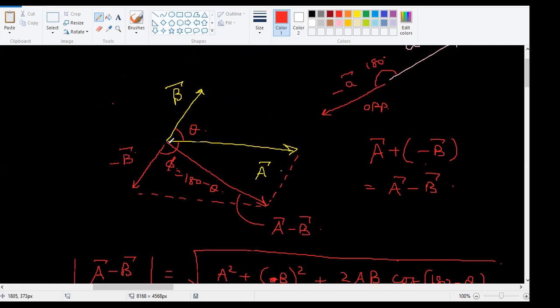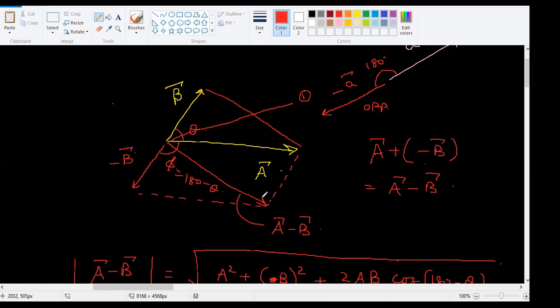Now, can anyone tell me this red line, which is given as A minus B? How can I show that in these yellow lines? Which line is it going to be? Is it going to be this line or this line? First one or the second one? I think it's the first one, sir. First one, sir. Second one, sir.